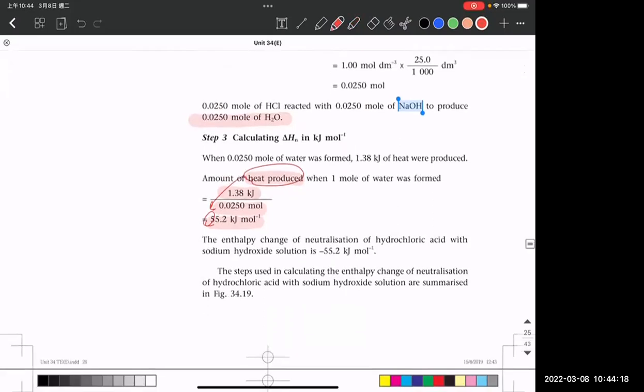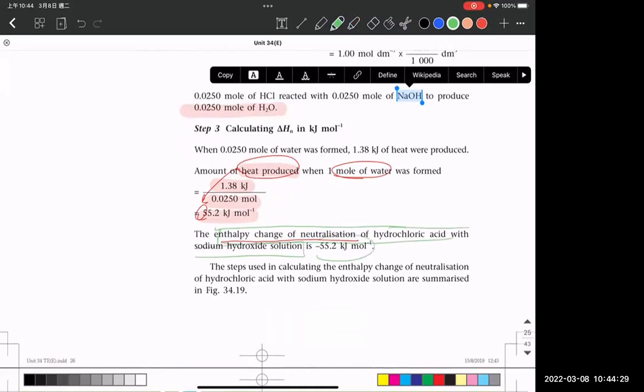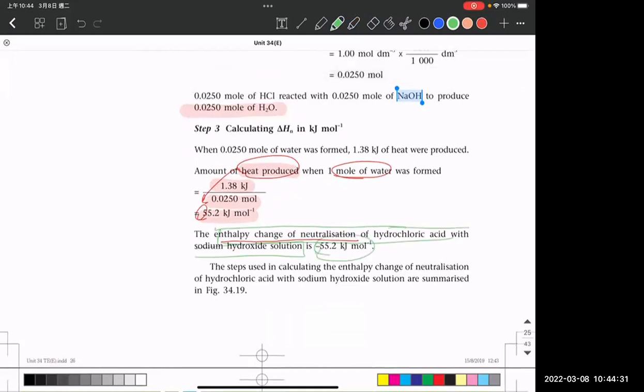But once I change it to the enthalpy change of neutralization, can you see that a very long term, of hydrochloric acid and the sodium hydroxide solution? It is this. With a minus sign here, which tells you it is an exothermic reaction. Heat is released. And with a unit, kilojoule per mole. Per mole here means per mole of water produced. Okay, is that clear?